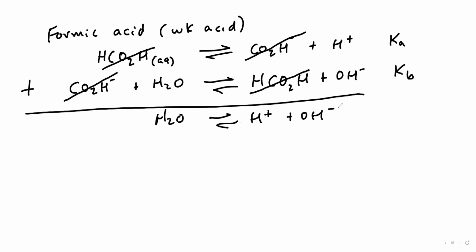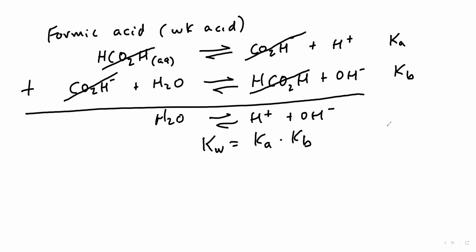And we know that when we add reactions together, we multiply their Ks, so the new K for this reaction would be simply Ka times Kb, but we also already know the K for this water reaction, it's Kw. And so what we see is always true is that the Ka for the weak acid in a conjugate acid-base pair times the Kb for its conjugate base will always give you the Kw. So that's true for any conjugate acid-base pair.